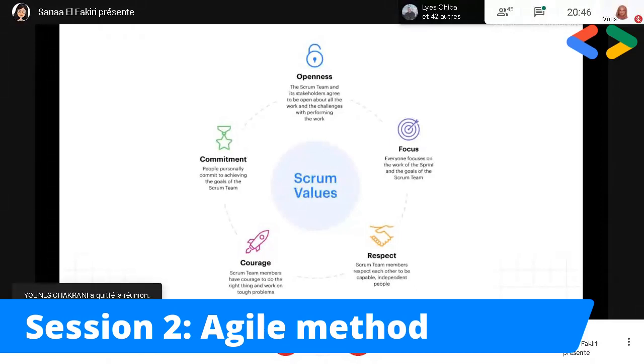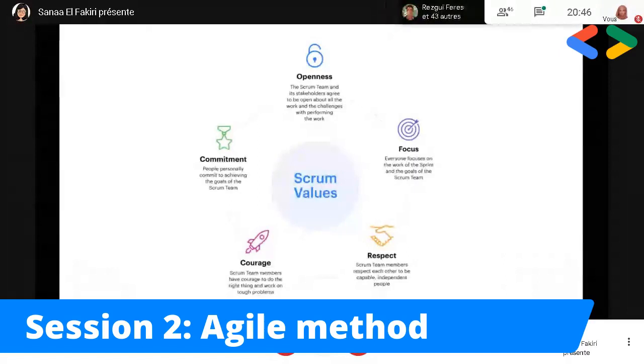Next, we have respect. Respect means that Scrum teams must respect each other, of course, and also they must respect that each member of the team is capable and independent. And also they must respect that as such by people with whom they work. Last, we have courage. The Scrum team members should really have the courage to do the right thing, to work on tough problems. Those were pretty much the five values of Scrum.